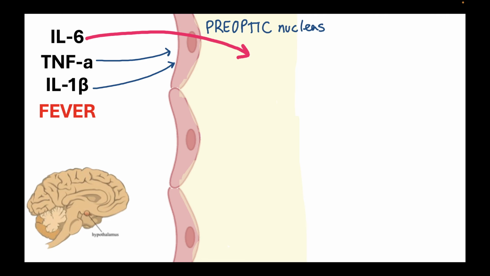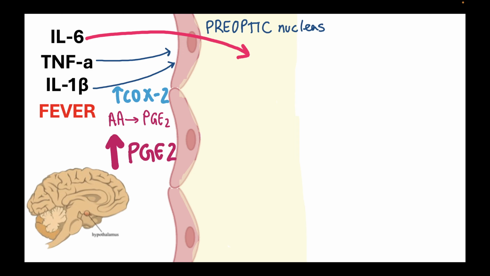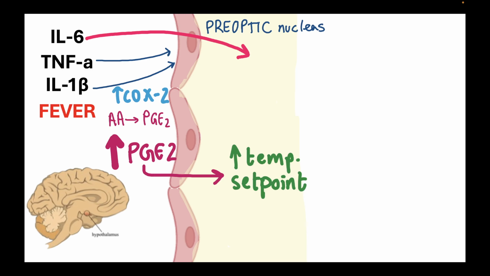They are there to increase COX-2, like stimulate the function of COX-2. COX-2 is an enzyme that converts arachidonic acid to prostaglandin E2, okay? And what is prostaglandin E2 going to do? It's going to go into the preoptic nucleus and tell the preoptic nucleus, look, we need the temperature set point to be increased, okay? So can you please increase the temperature set point?